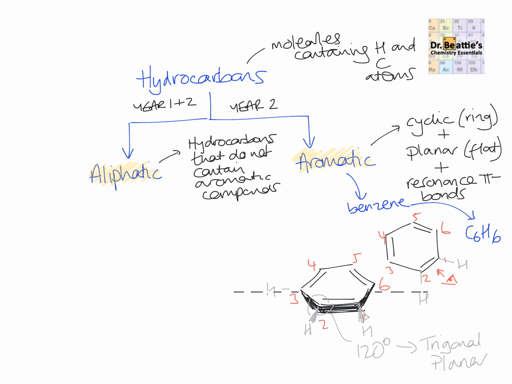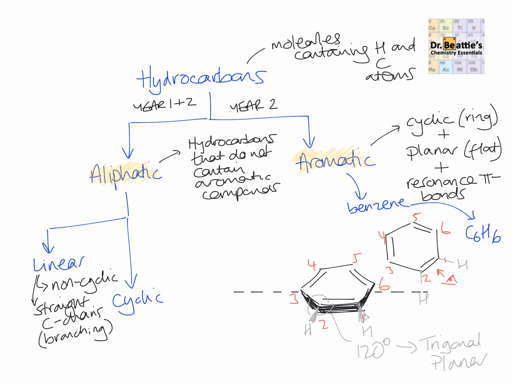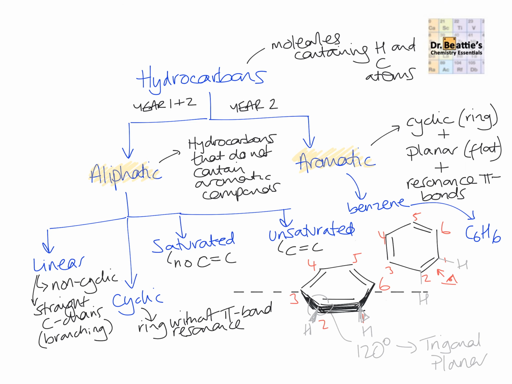We can call them cyclic, and cyclic contain ring structures, a bit like benzene, but without the resonance pi bonds. And we can also class linear and cyclic as either saturated or unsaturated. Saturated does not contain carbon-carbon double bonds, and unsaturated does contain carbon-carbon double bonds. And so this just gives you an overview of organic chemistry.